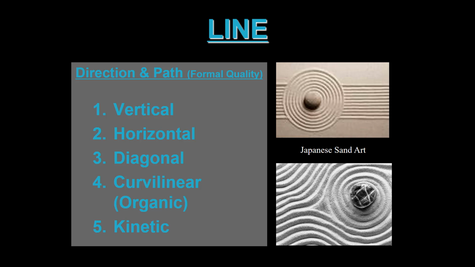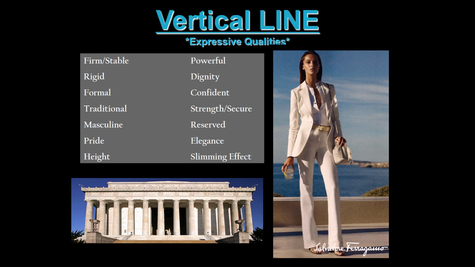Direction and path. So we're going to take a look at the different ways we can now lay our lines, whether it be in a 2D or 3-dimensional aspect of a design. And we're going to see what the impact is, what these formal qualities can turn into expressive qualities. So let's start with a vertical line. Vertical lines have lots of really excellent expressive qualities. So what can a vertical line do within a design?